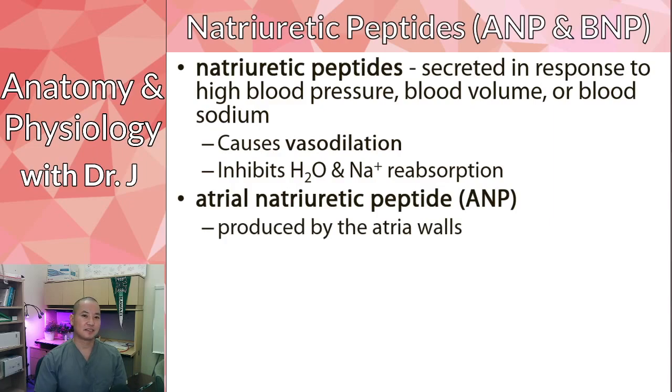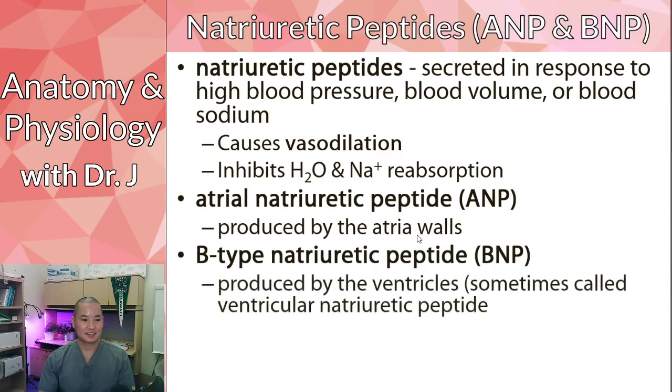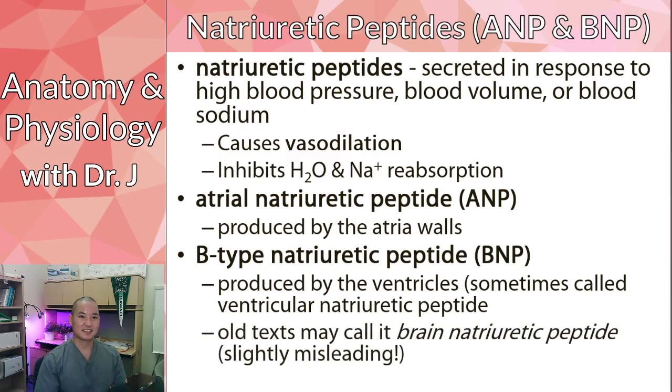This is produced by the walls of your atrium. Now there's something called BNP, which stands for B-type natriuretic peptide, and it's produced by the ventricles. So sometimes it's also called ventricular natriuretic peptide. But in old texts, as a little story time, it used to be called brain natriuretic peptide.